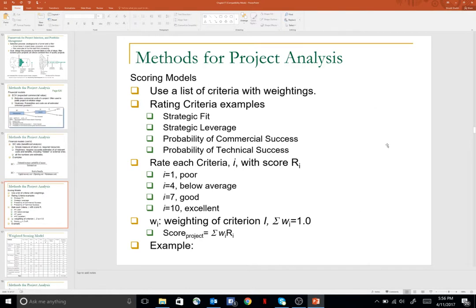And then we get into what's called scoring cards or scoring models. Similar to how we score risks, we talked about that earlier, but we can also do that for projects and see how well that project actually fits within our vision of our organization.